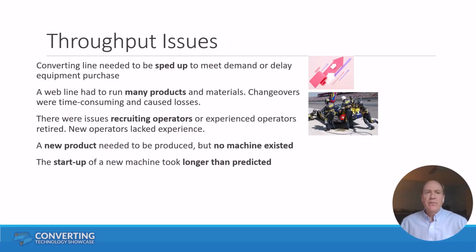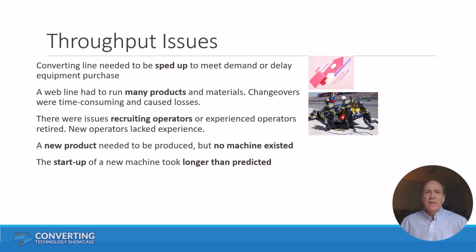Throughput issues ranged from having a converting line that needed to be sped up because of increased demand, or because no more capital expense was affordable, so we had to get as much as we could out of the existing equipment. Other lines had to run many different products, so changeovers were frequent, new materials had to be loaded, and those changeovers would often create losses as the startup would have to be done for each new product and material set.